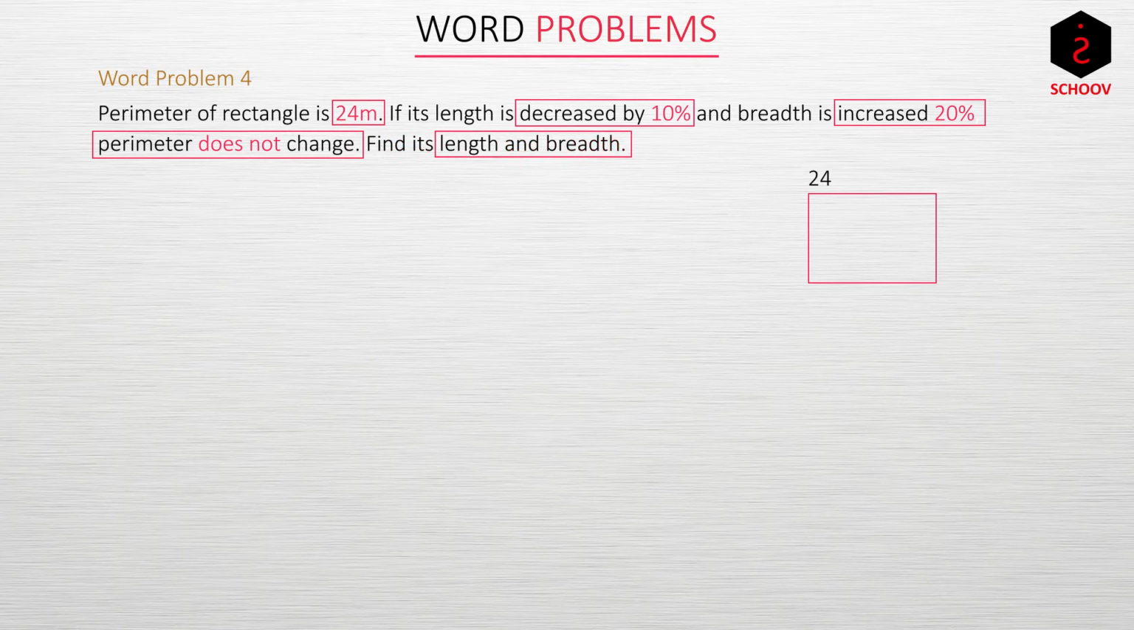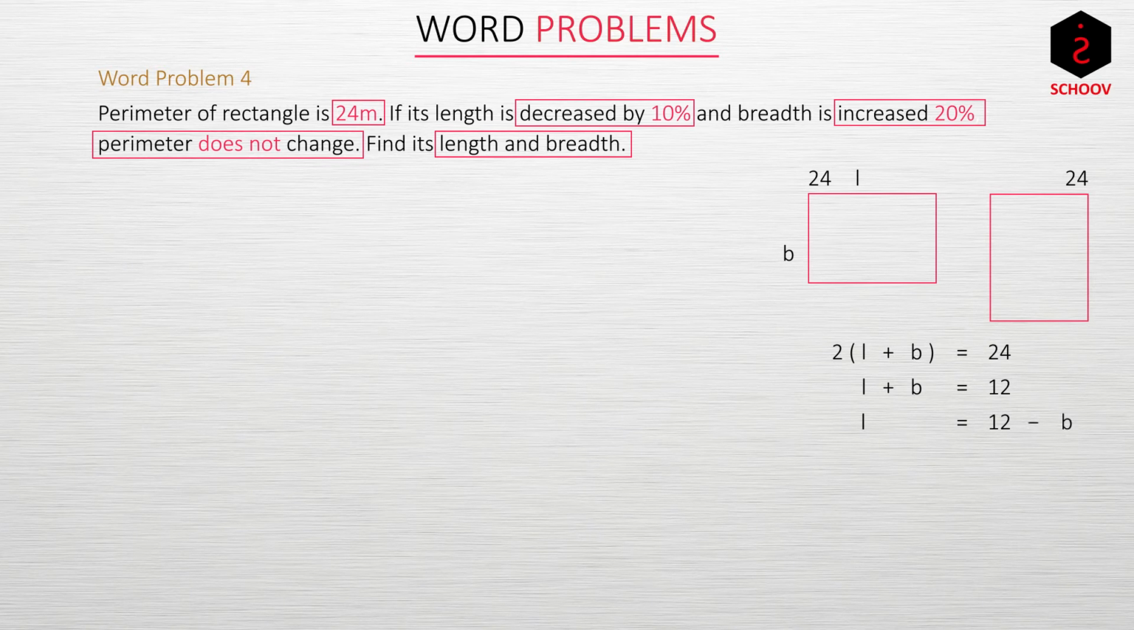Alright, so visually you can see what's happening. Decrease the length and increase the breadth, we get this new rectangle, whose perimeter is also 24. Now let's say length is L, breadth is B. But we cannot have two variables. So what to do? Simple, we know the perimeter, 24. It must be equal to 2 into L plus B, means L plus B is 12, or L is 12 minus B. So let's write the length and breadth.